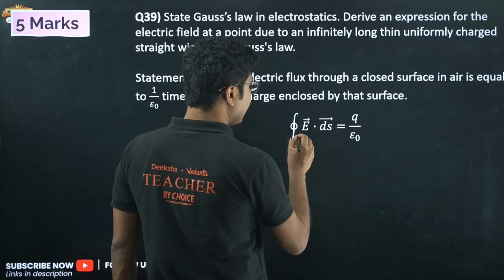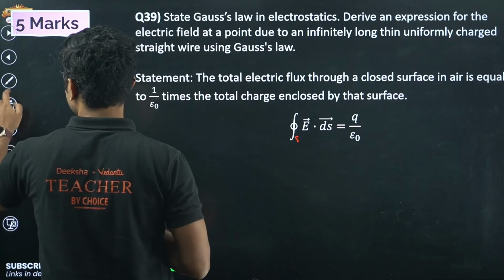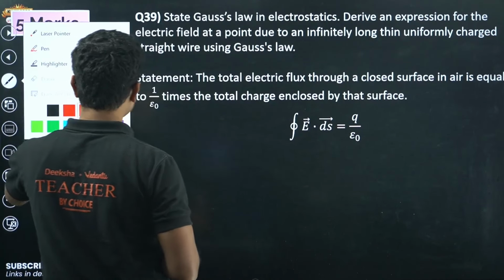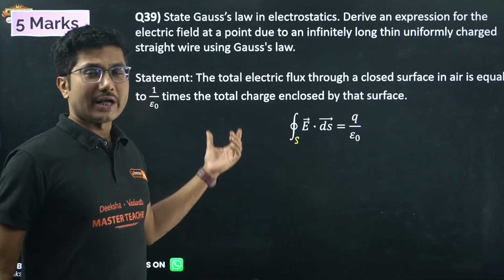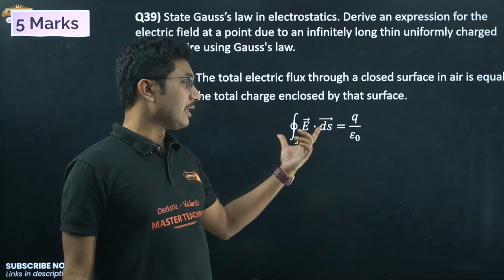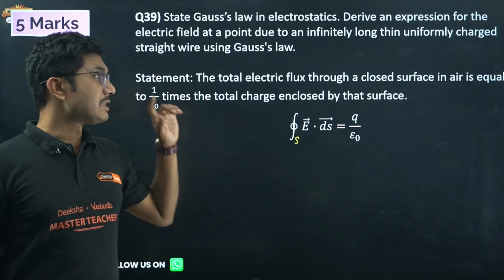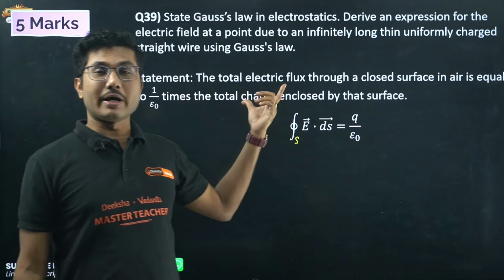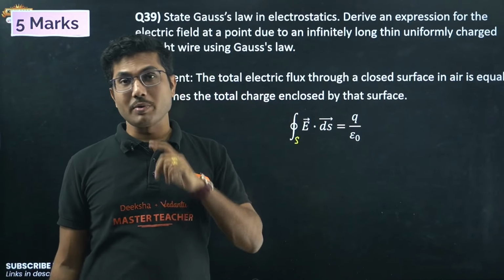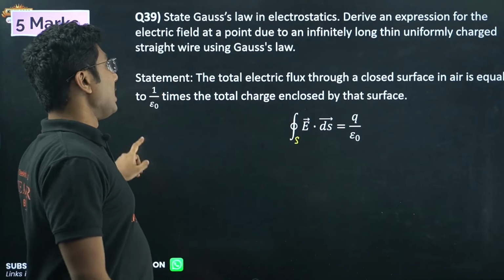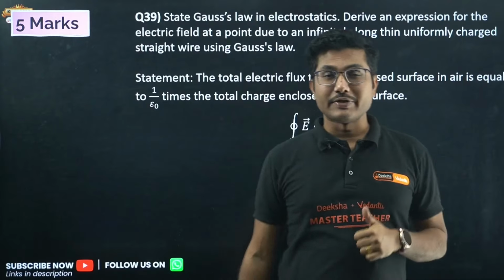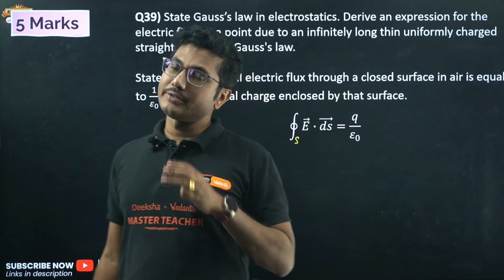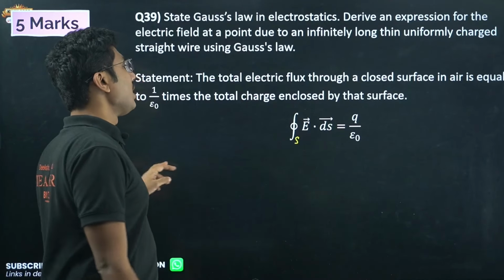So closed integral E dot dS is equal to Q by epsilon naught. So this is very, very important. Remember, whenever you are writing Gauss's law, you have to write the equation as well. Also, this question, state and explain Gauss's law, can be asked as a 2-marker separate question as well. Now in the electrostatics chapter, electric charges and fields, we will do 3 very, very important derivations. So let us start.